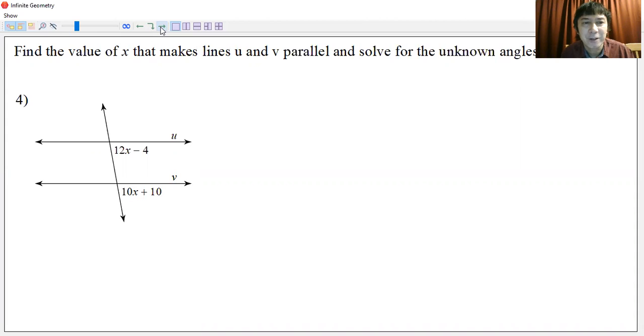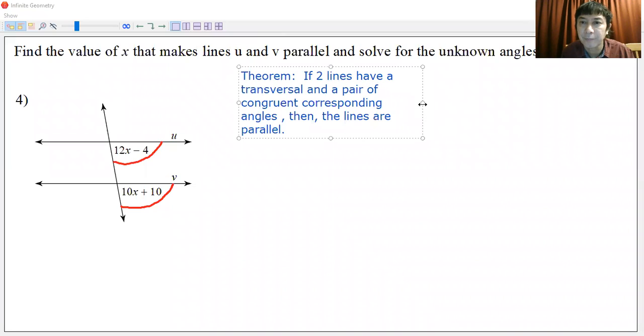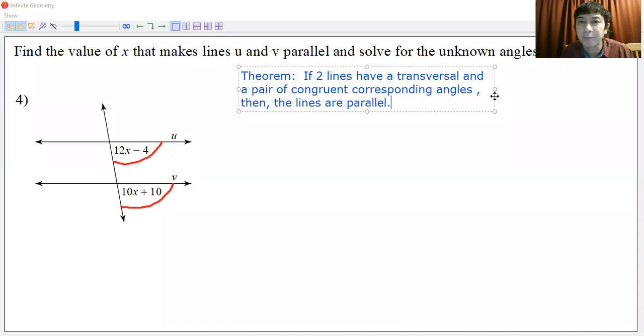Okay. All right. So the angle pair that we have, we still have a corresponding angle pair. So the same theorem is applied there. Okay, the same theorem. If two lines have a transversal and a pair of congruent corresponding angles, then the lines are parallel. Okay, so we start the solution.